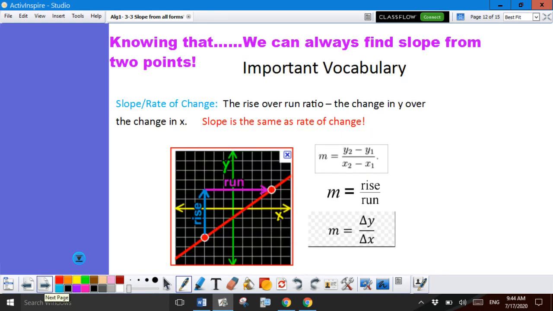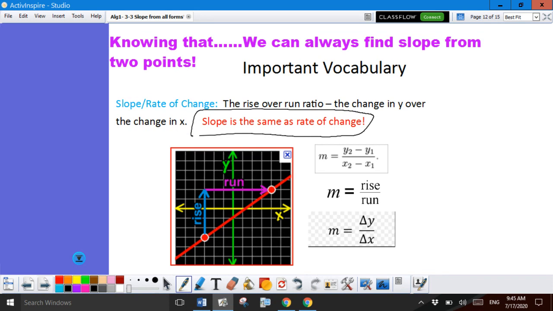All right, now let's look at our last piece here. Sometimes I just don't want to graph. It takes too much time, okay? So we know that slope is the same as rate of change. So that's one thing that you need to kind of get in your head. Slope is the same as the rate of change.